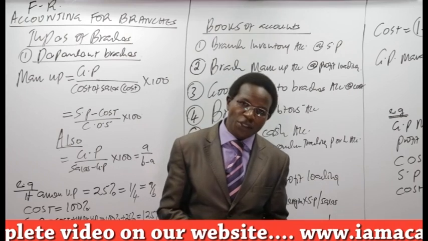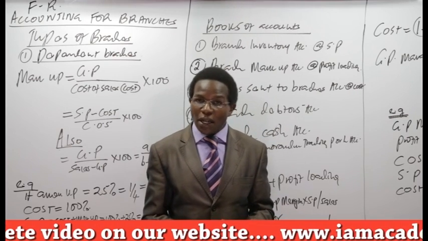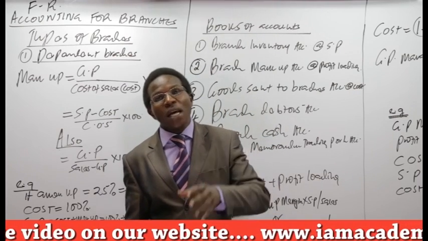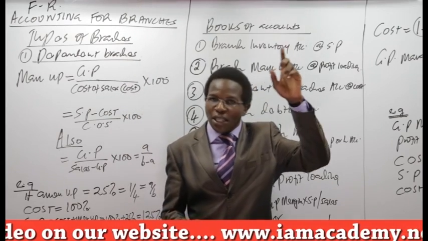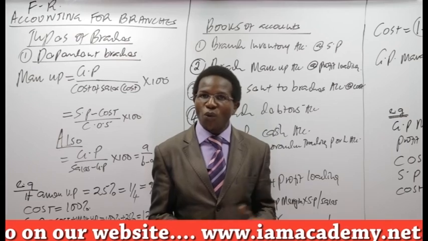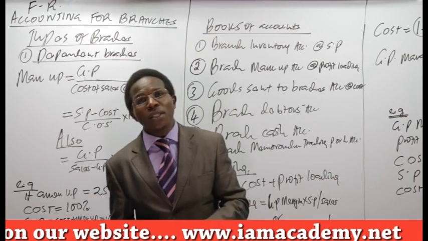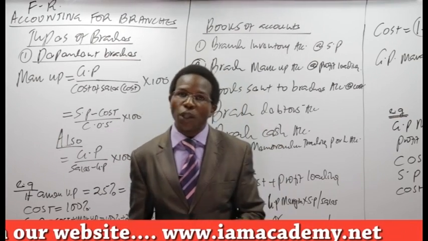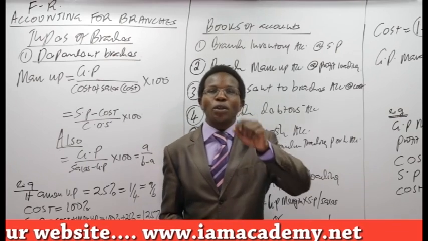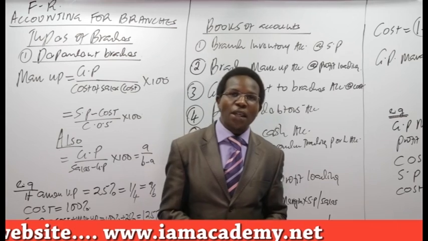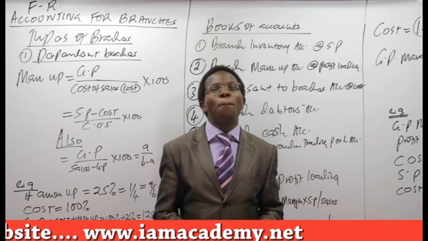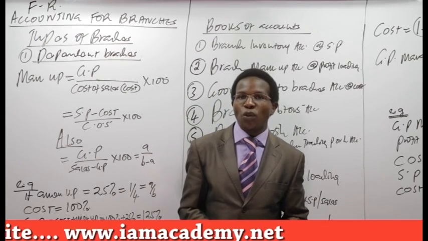branch debtors account. Number 5, if goods are returned by the branch customer directly to the head office, what are we going to do? We are going to debit the branch markup account with the profit loading. We also debit our goods sent to branch at cost. Then we credit our branch debtors account with the selling price.